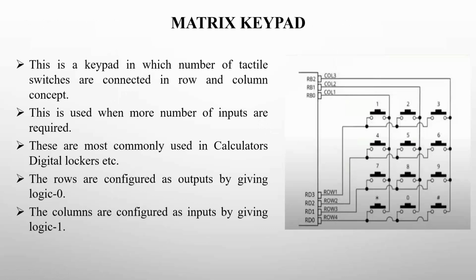And coming to matrix keypad, the matrix keypad is a type of keypad that consists of a grid of rows and columns. It allows for multiple keys to be placed in a compact layout while minimizing the number of connections needed to microcontroller. It operates by arranging switches in rows and columns.